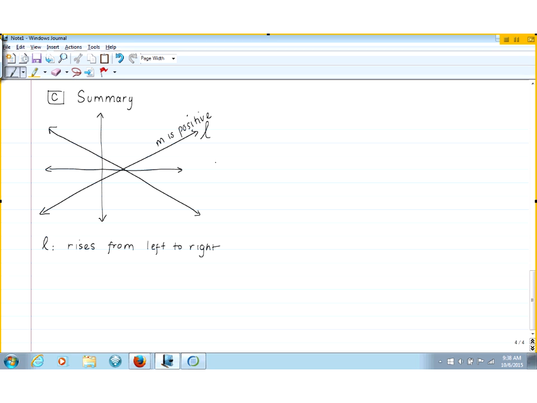If it looks like this, let's call these L1 and L2. So what happened with L2? Does it rise or fall? Falls. L2 falls from left to right. Slope is negative. Here this slope is positive, here slope is negative. So I'm going to write it on the graph also. Slope is negative, because it falls from left to right. So whenever we say fall, our point of reference is from left to right.